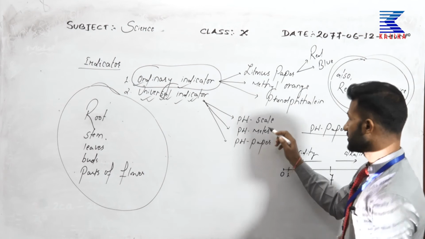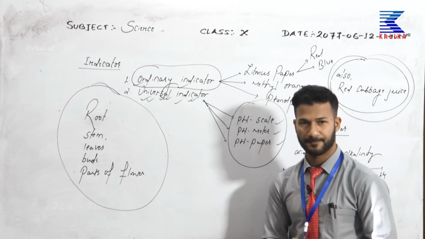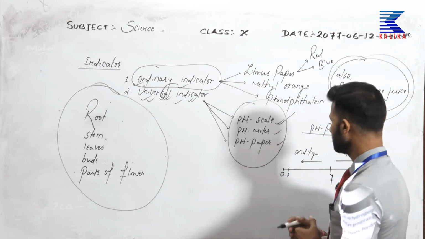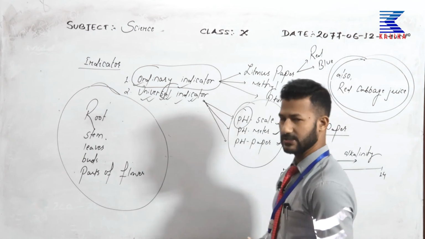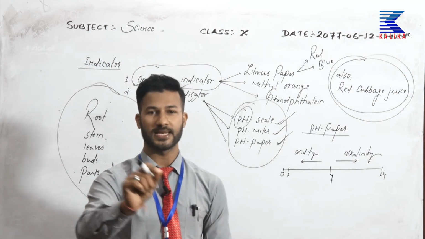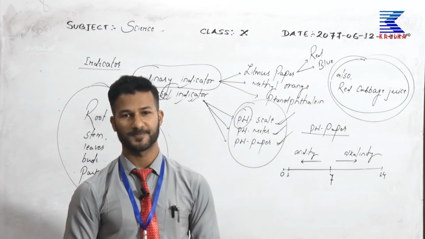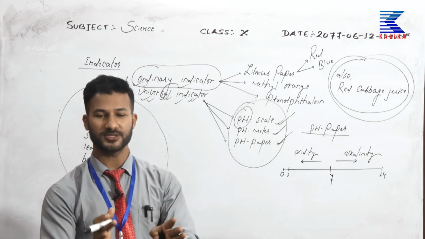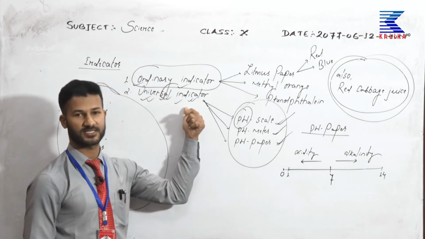And you can see here universal indicator, there are different instruments, different things that deal with universal indicator: pH scale, pH meter and pH paper. What does pH mean? pH simply means potentiality of hydrogen ion in the given solution. Potentiality of hydrogen means how much hydrogen that solution contains. On that basis universal indicator works.